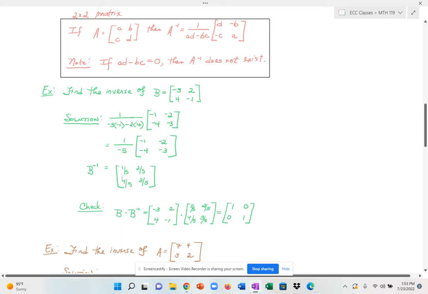Then I checked it. I said, all right, if these two are actually inverses of each other, then this times this must equal the identity matrix. And once you do that operation, you do get that it is the identity matrix I sub 2.